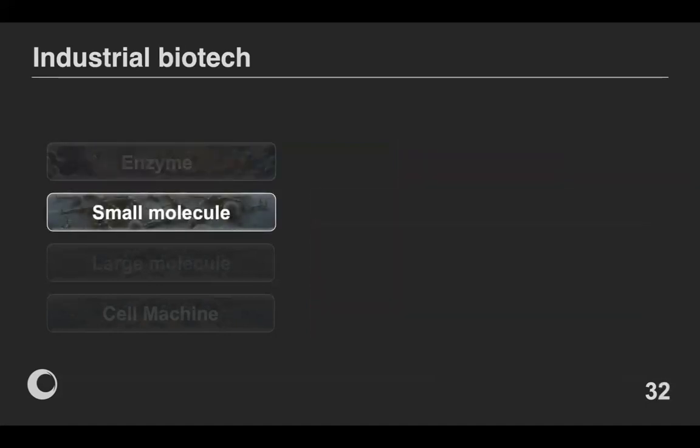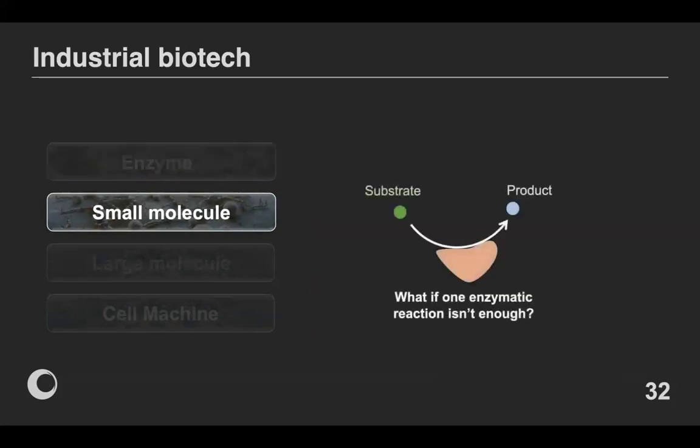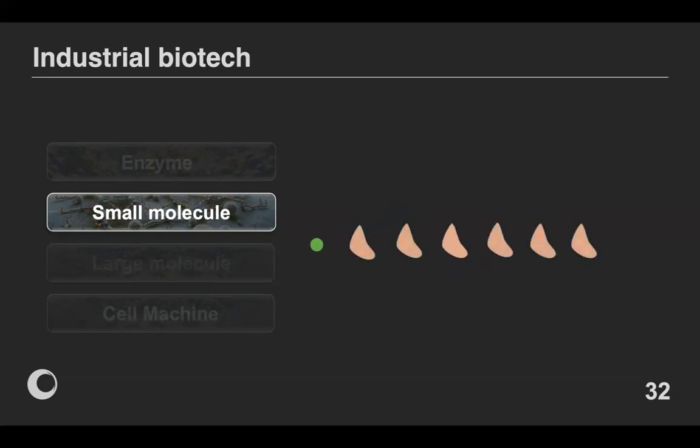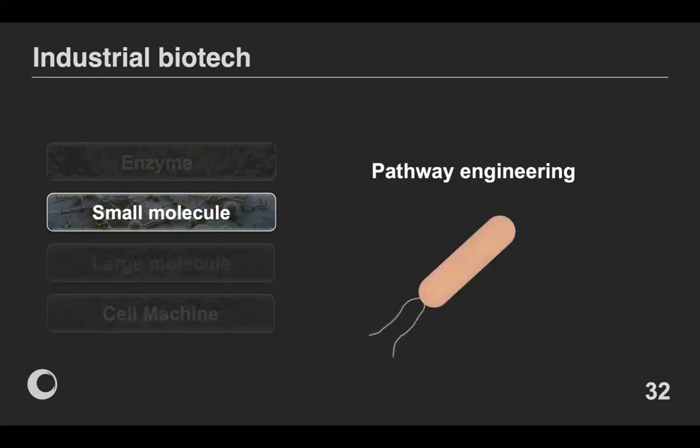And so more recently, we've seen the development of the small molecule industry. The motivation behind this is, what if one enzymatic reaction isn't enough? What if you need multiple enzymatic reactions to get the end product that you're looking at? And so what you can do is engineer a series of enzymes that takes the substrate and then makes multiple edits to it to give you the product that you want. This is a process called pathway engineering. And the idea here is that you can have a microbe hold all the different enzymes within it and have this whole pathway within that microbe such that the microbe itself, when exposed to the substrate, can convert it to the product that you're looking at.